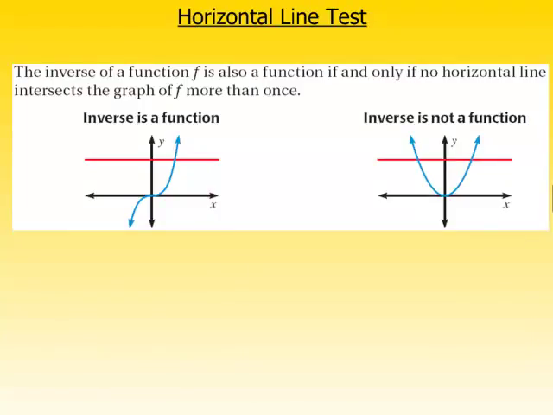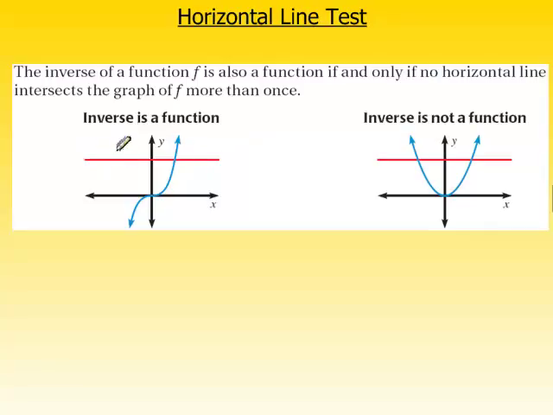Now, one thing that we're going to want to be able to determine is whether or not the inverse of a function is a function. We can determine whether or not a graph is a function simply by doing the vertical line test. But if we're going to do an inverse, we can tell by doing a thing called the horizontal line test.